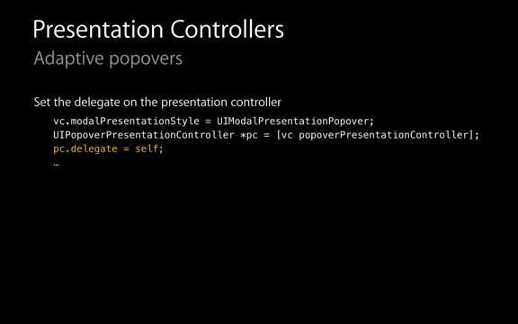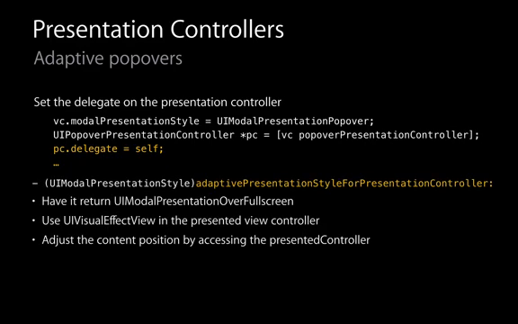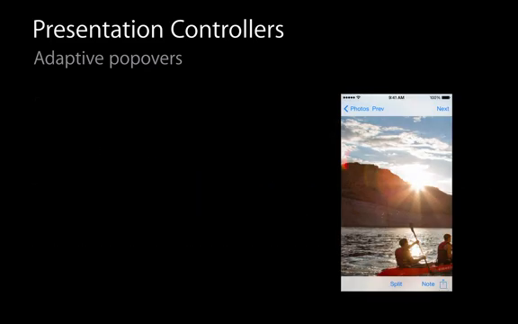Well, we're going to go to our friend, the trusty presentation controller delegate, and we're going to use some of those new adaptive APIs. In particular, I would implement adaptive presentation style for presentation controller. This time I'm going to have it return over full screen. I'm going to use this brand new view object that we introduced in iOS 8 called the UIVisualEffectView, which will become your best blurry friend in iOS 8. And then inside of that implementation, I can adjust the content, like where it's actually positioned. So that should address a couple of the problems.